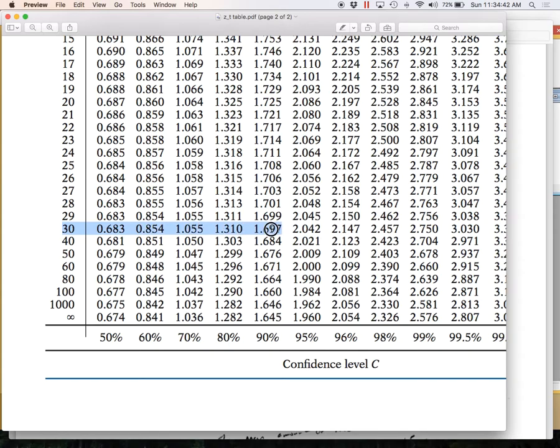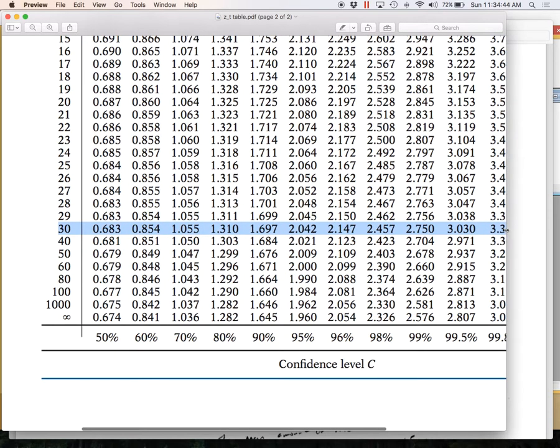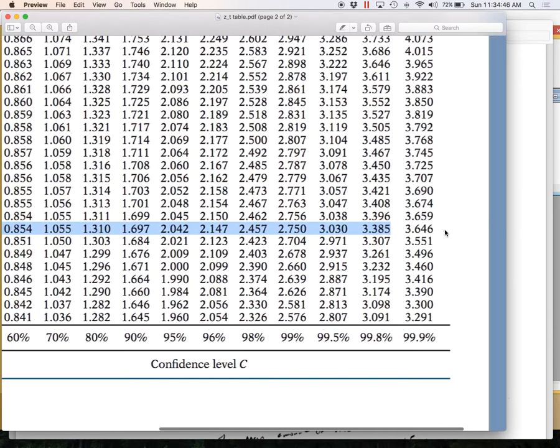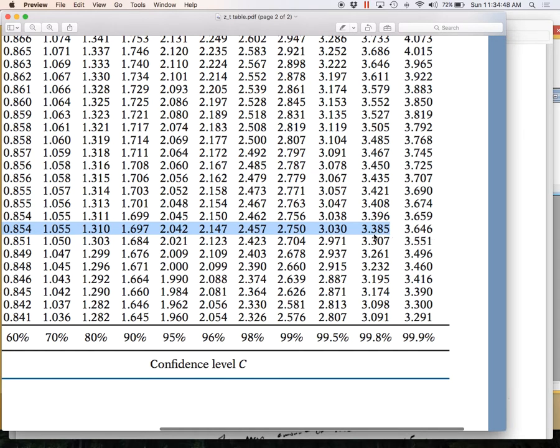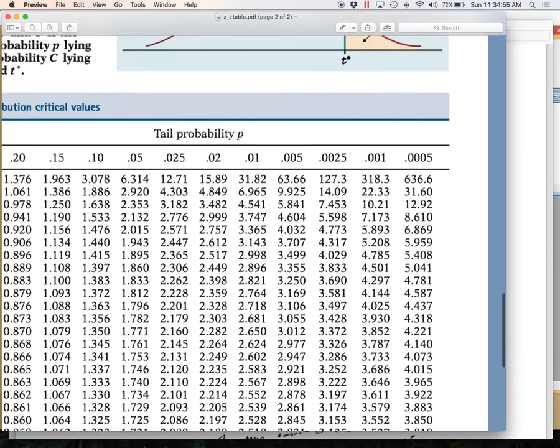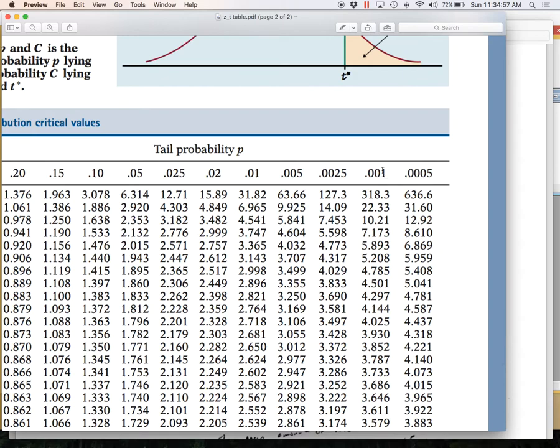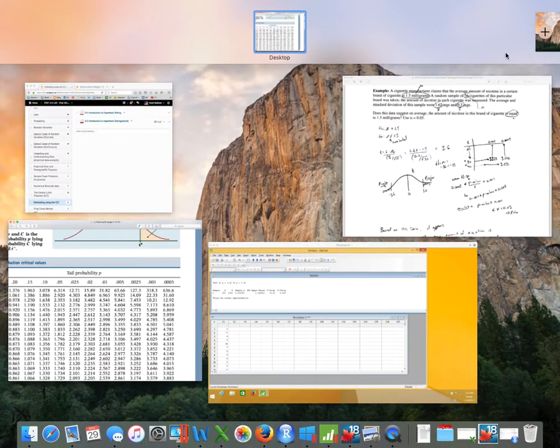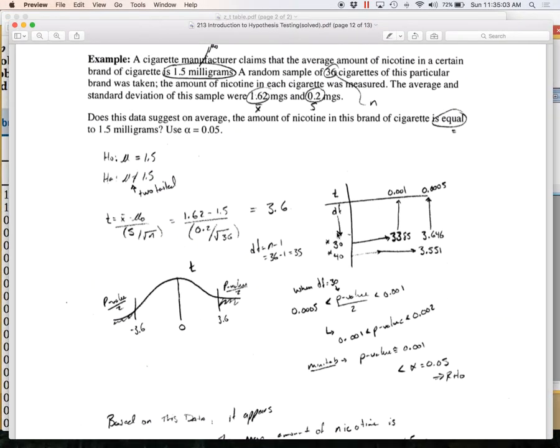So here we're going to look up the test statistic, which is 3.6. Try and find it in our table. Here we go. Here it is. In between here and here, in between 3.3 and 3.64. Okay, so I know that the p-value, or at least half of the p-value, is in between 0.001 and 0.005. Okay, so here that's what I've shown here. It's in between these two.